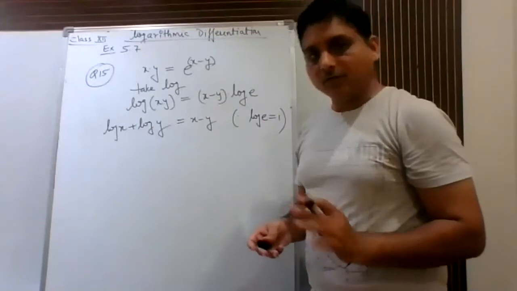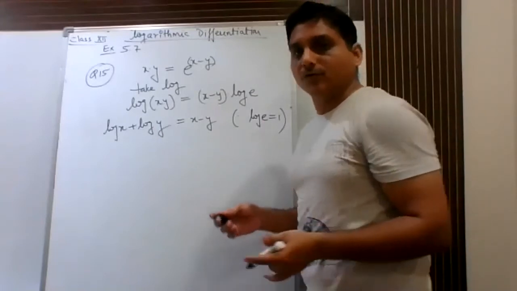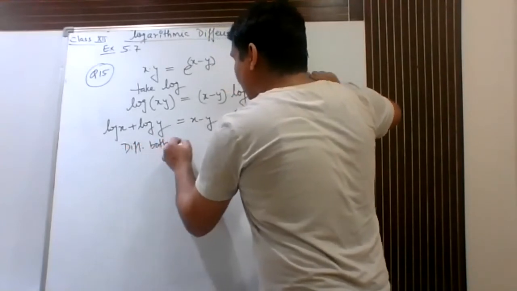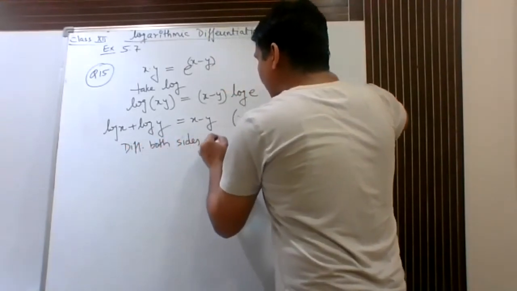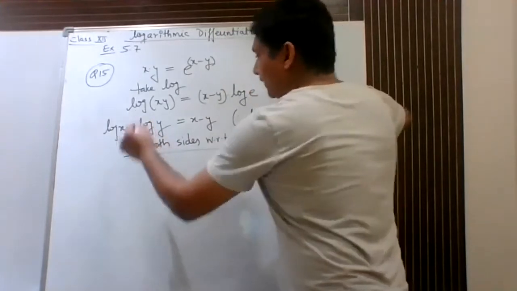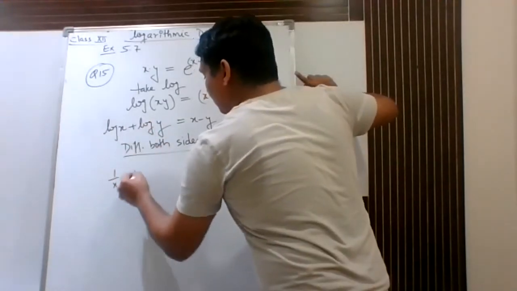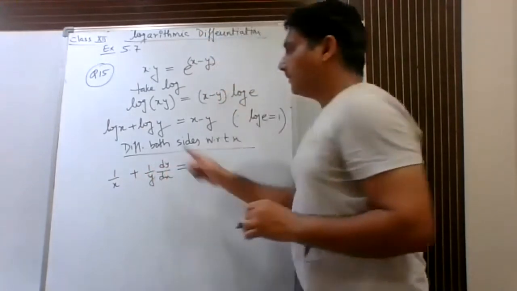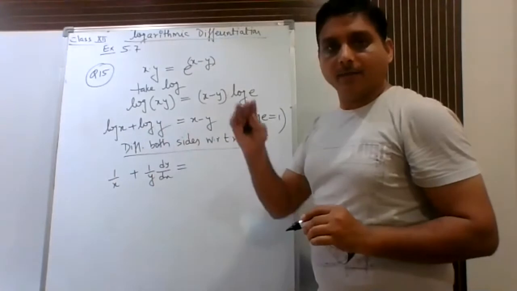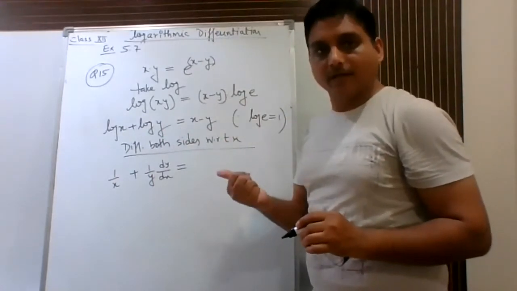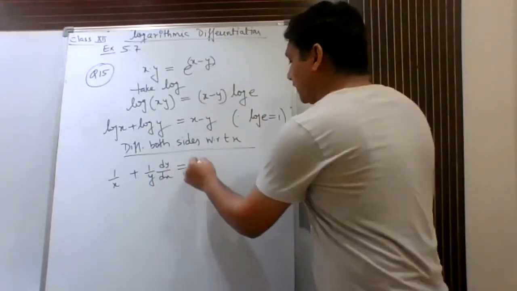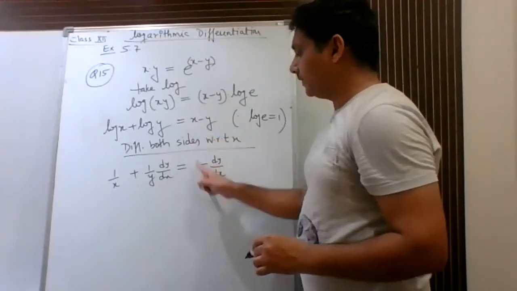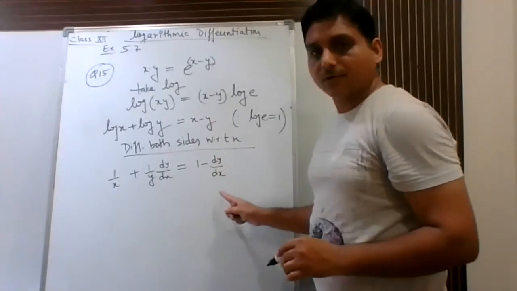After this, simply you will differentiate both the sides. So let us differentiate both the sides with respect to x. When you differentiate, 1 upon x plus 1 upon y dy upon dx. Be very clear with this log y. It will be 1 upon y, then we have to take the derivative of y also. So dy upon dx is equal to 1 minus dy upon dx. Derivative of x is 1. Derivative of y is dy upon dx.